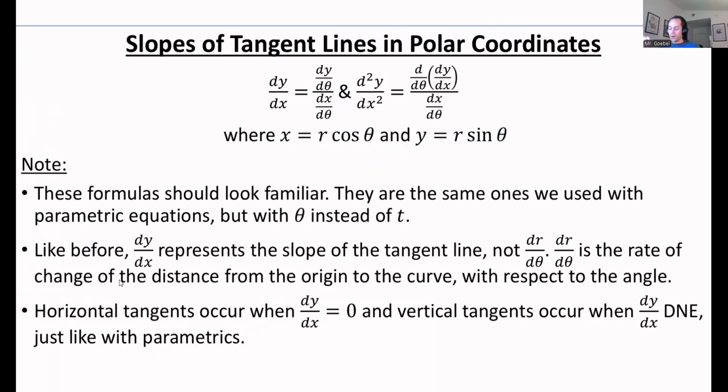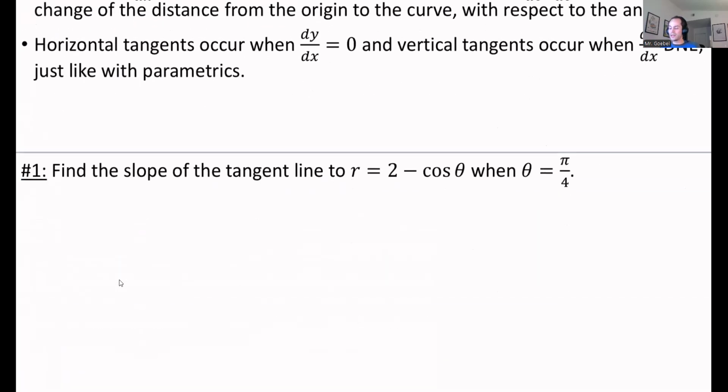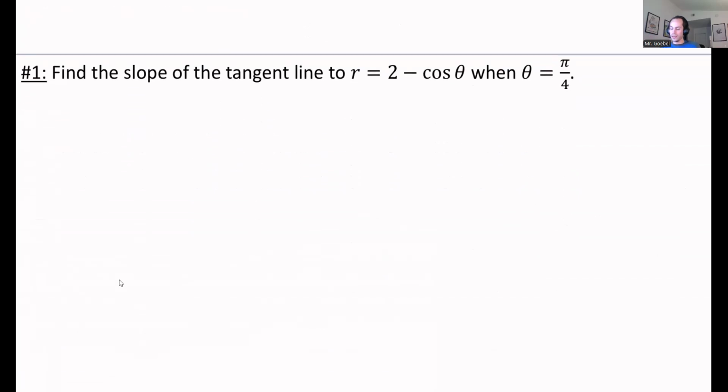We could also talk about horizontal and vertical tangents, right? Horizontal tangents happen when the slope equals 0. Vertical tangents happen when the slope does not exist, just like with parametrics. So same ideas as before from last week, just with polar this time. We're going to do 1 question all together, and then I'll have you guys try the second, and that'll be it for today.